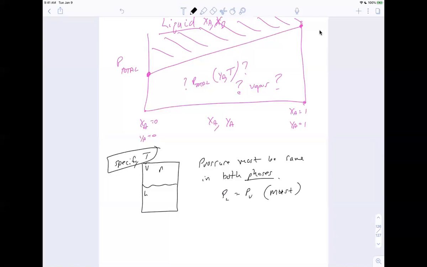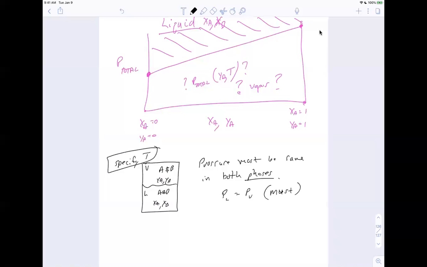Okay, so in the vapor we have A and B, both are volatile. In the liquid we have A and B, and we have YA and YB, and we have XA and XB in the liquid phase, and the sum of the mole fractions is, as always, 1.